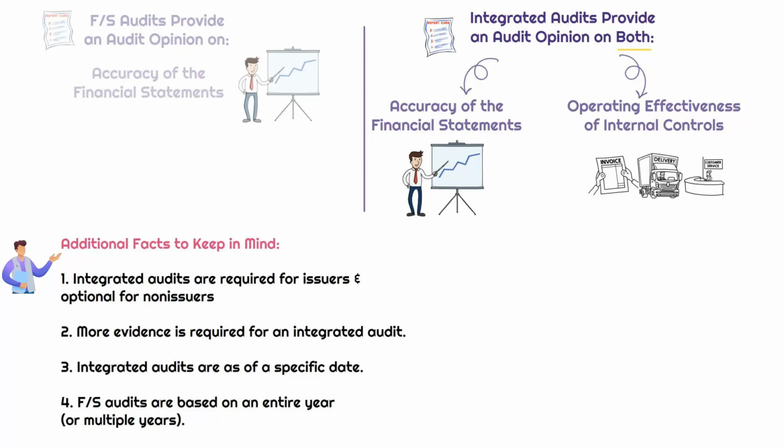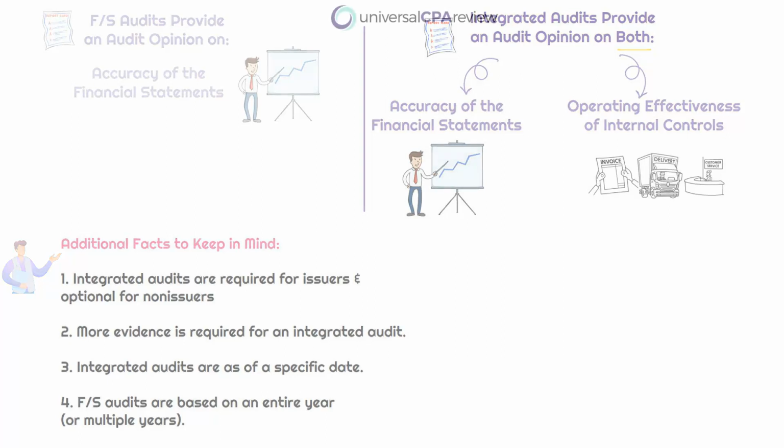Okay, so required for public companies. There is more evidence that will be required for an integrated audit, right? We can't forget that we are going to be opining on both the financial statements accuracy as well as the operating effectiveness of internal controls. So there's going to be more evidence that is required in order to obtain and outline that opinion on the internal controls' overall operating effectiveness. Something else to keep in mind is that integrated audits will be dated as of a specific date, whereas financial statement audits are based on an entire year or sometimes multiple years. Okay, so you can have an integrated audit as of April 30th of the current year.